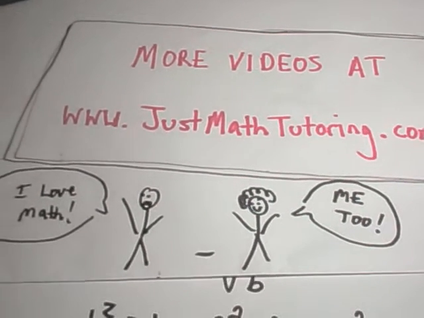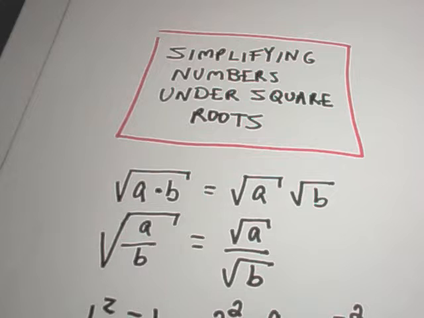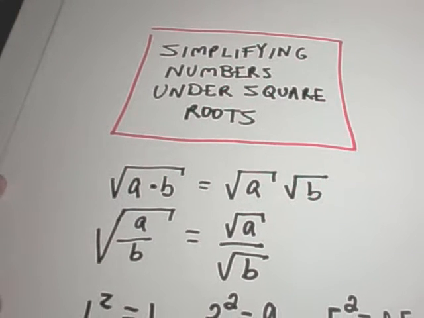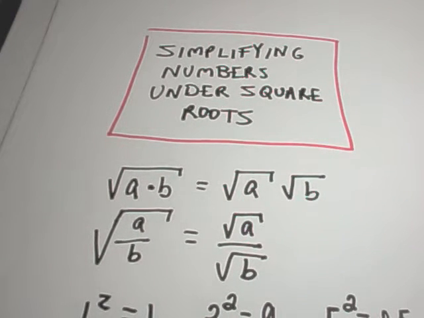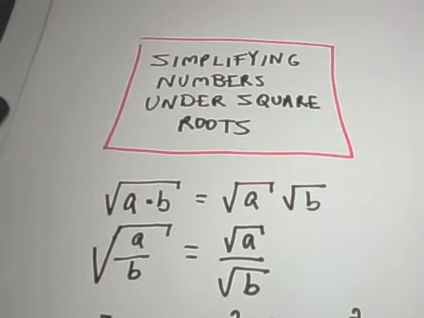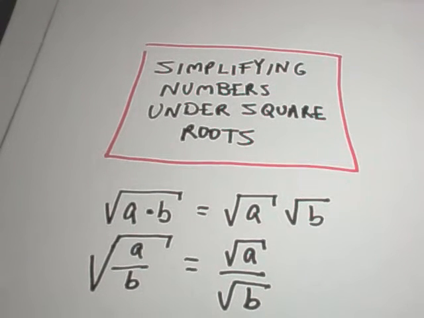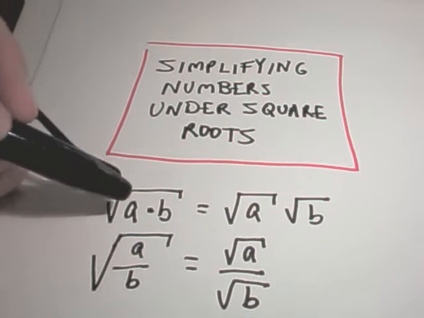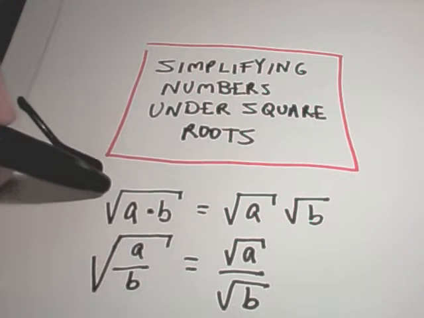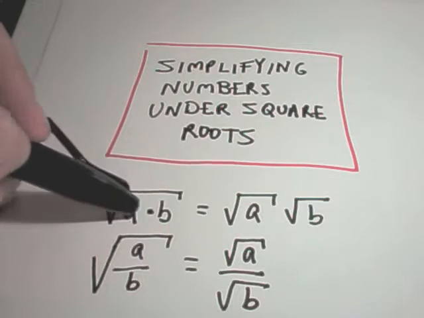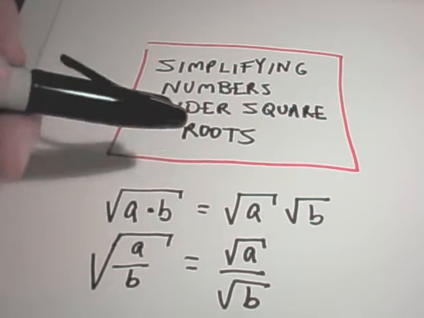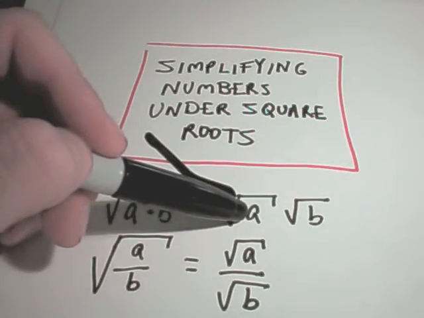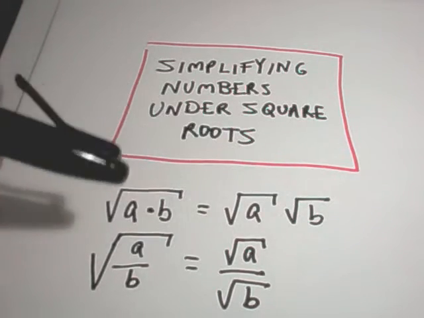In this video, we're going to talk about simplifying numbers under square roots. Obviously you can have different roots and the same ideas will work, but we're just going to look at square roots in this one. There's a couple main properties you need to know. Namely, if you have the square root of a product underneath, so a times b, you can break that up into the square root of a times the square root of b.